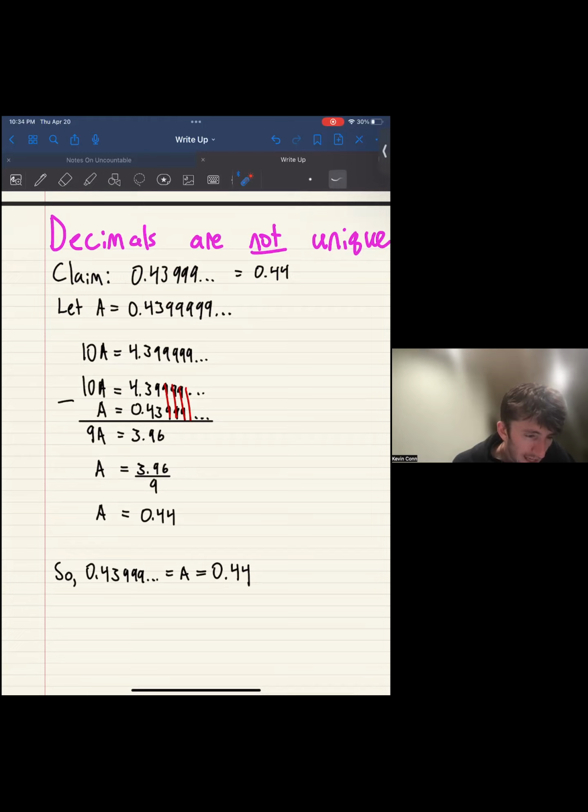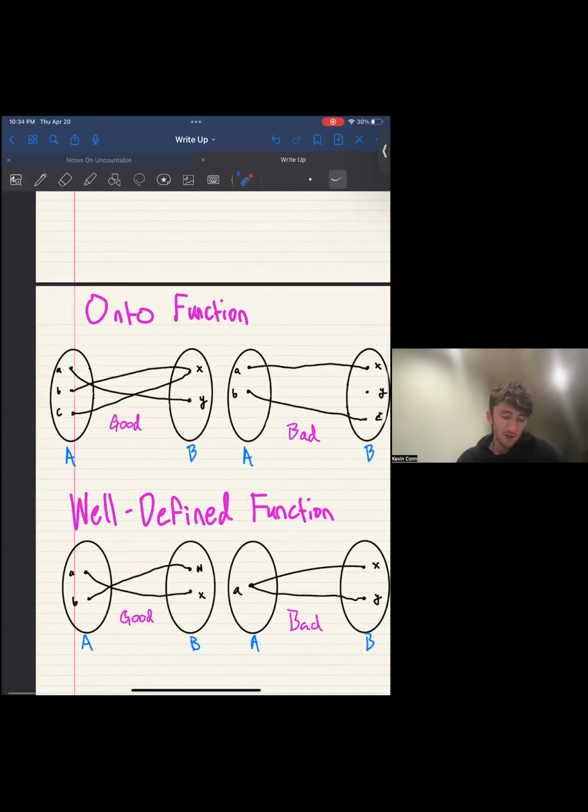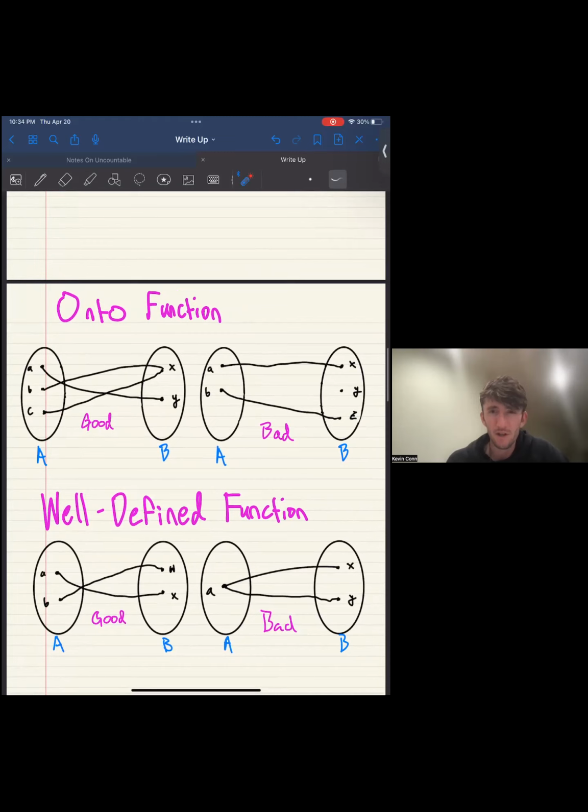Describe or make a cool drawing on what it means for a function to be surjective. I don't know about you. I think that's a pretty cool drawing. You could make one that looks like it or not.